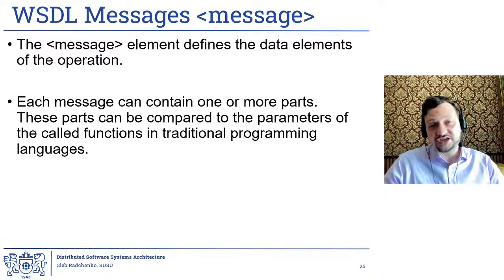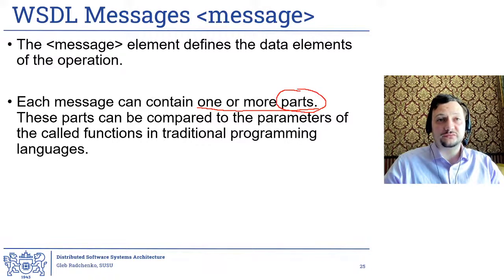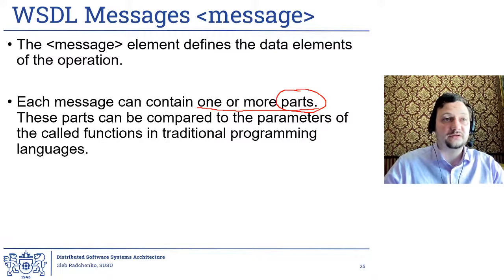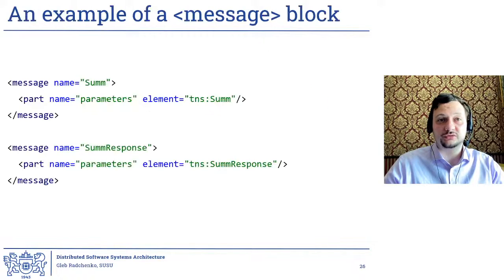Second, the message element defines the data elements of the operation. Each message can contain one or more parts, and the parts of the message are just the variables of our remote procedure that we need to pass. So this remote procedure would provide the execution that we can invoke. These parts can be compared to the parameters of the called functions in traditional programming languages.